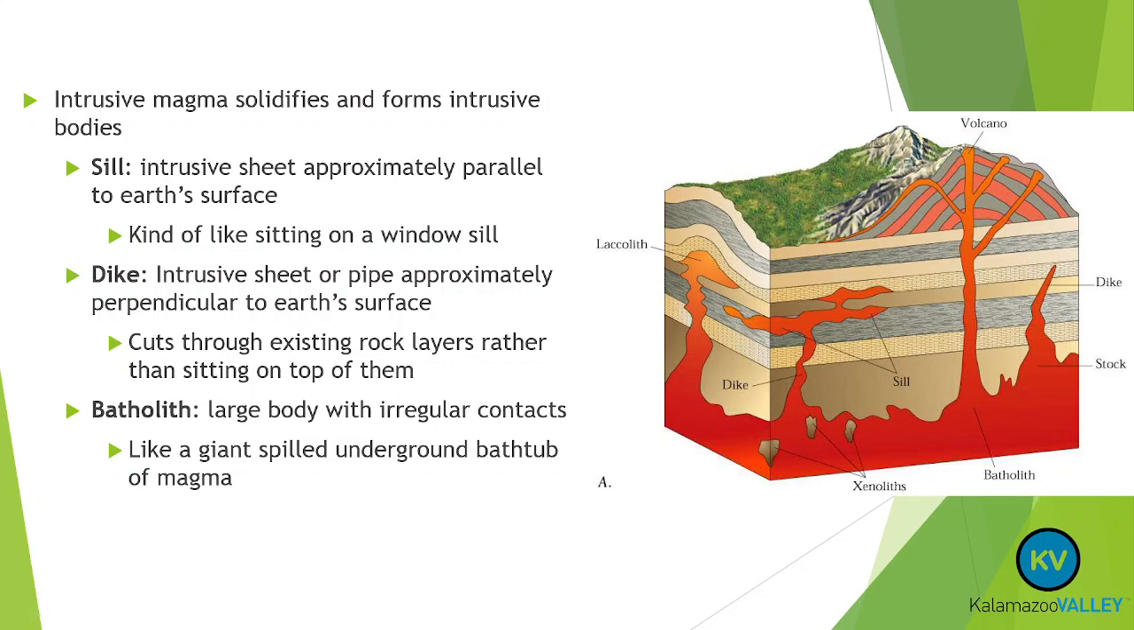And then lastly, we can have a batholith. There are a lot of kinds of liths in general, which is why in this diagram we have a laccolith listed and xenoliths. But here the batholith is just a large magmatic body. I like to think of this and remember it as picturing a bathtub of magma that was just spilled out and dumped in the subsurface.